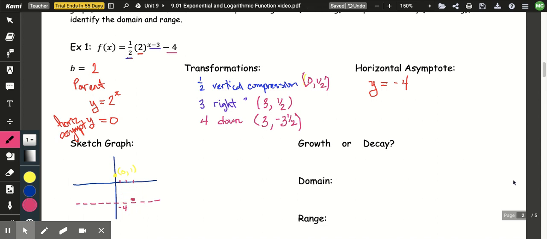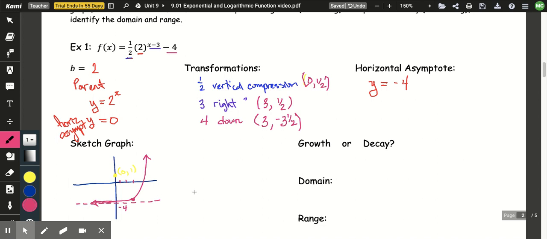Okay, now the parent function on this one was y equals 2 to the power x, which is a growth function. So using just this one point and the horizontal asymptote, I can actually sketch the whole function. Since the parent function was growth, toward the left, it has to approach that horizontal asymptote. And to the right, it would have to go away from the asymptote. So this would be a fairly decent sketch of my graph.